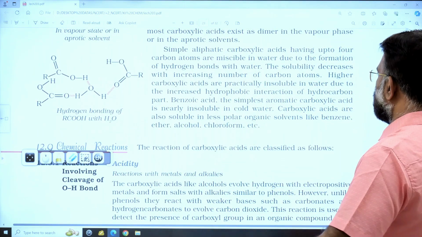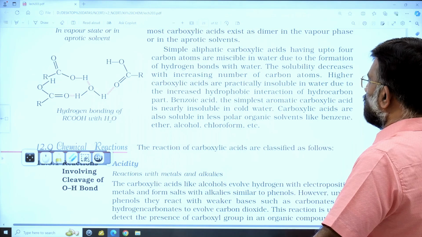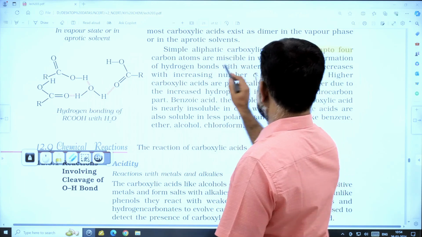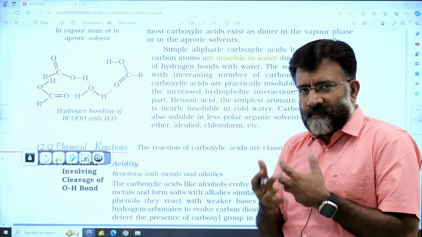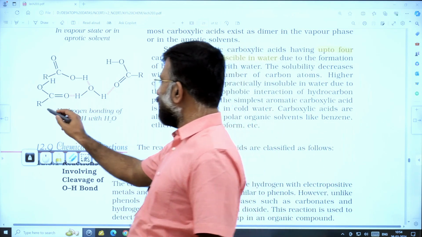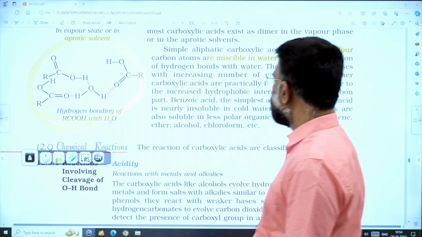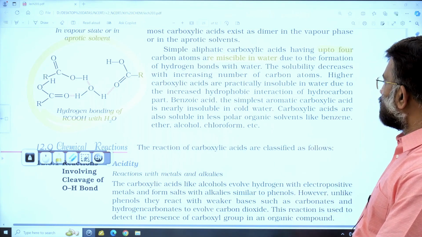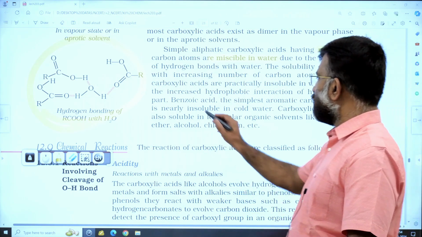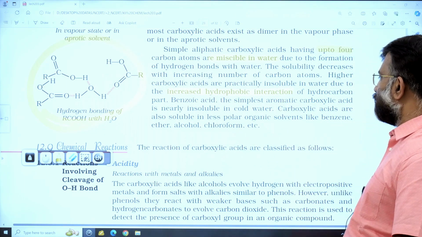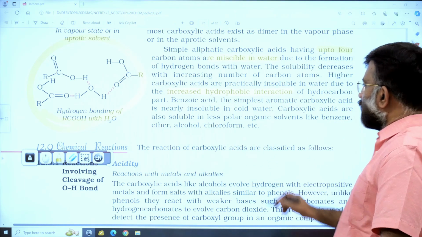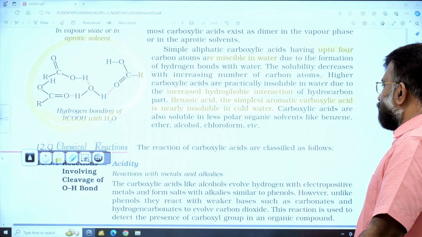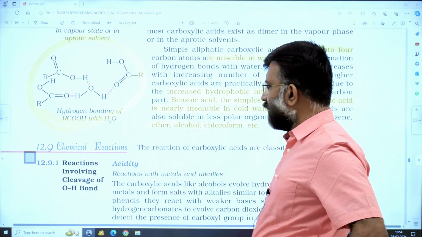Simple aliphatic carboxylic acids having up to 4 carbon atoms are miscible with water, because they are able to make hydrogen bonding with water. The solubility decreases with increase in number of carbon atoms. Higher acids are practically insoluble because of increased hydrophobic interaction. Benzoic acid, the simplest aromatic acid, is nearly insoluble in cold water, while they are soluble in organic solvents.